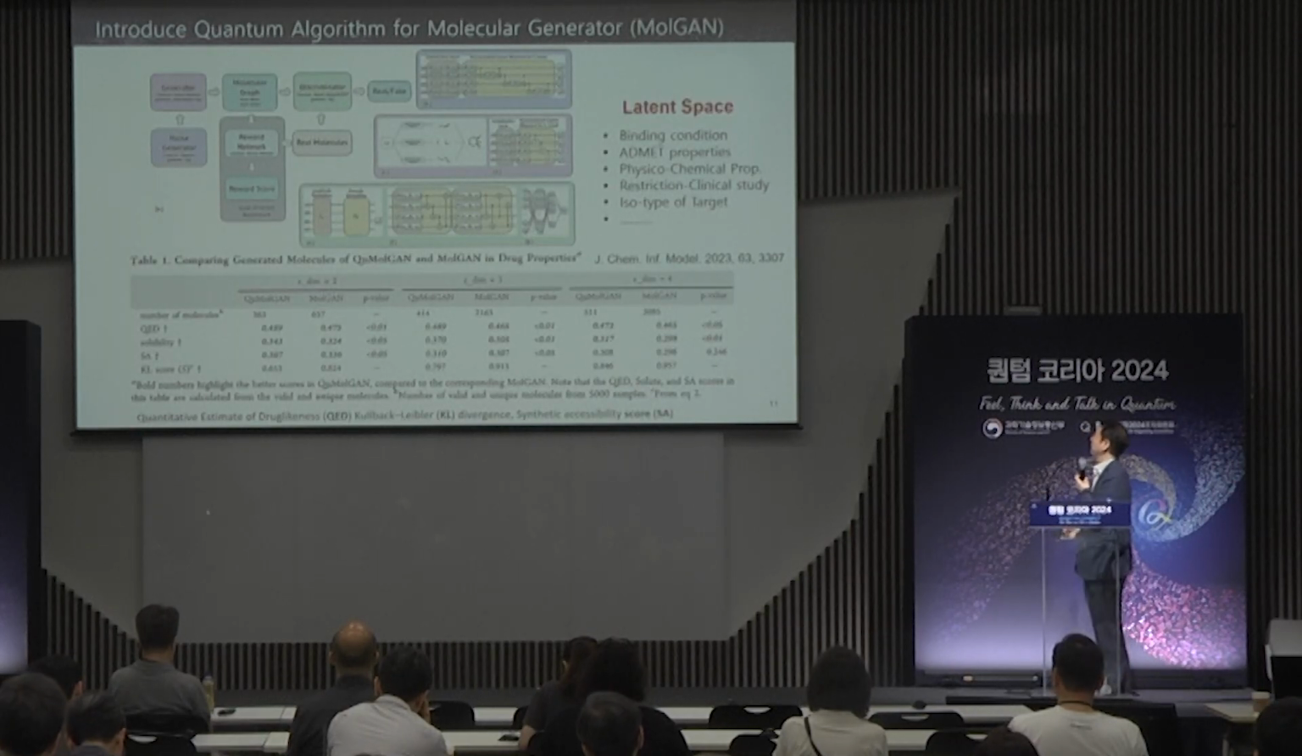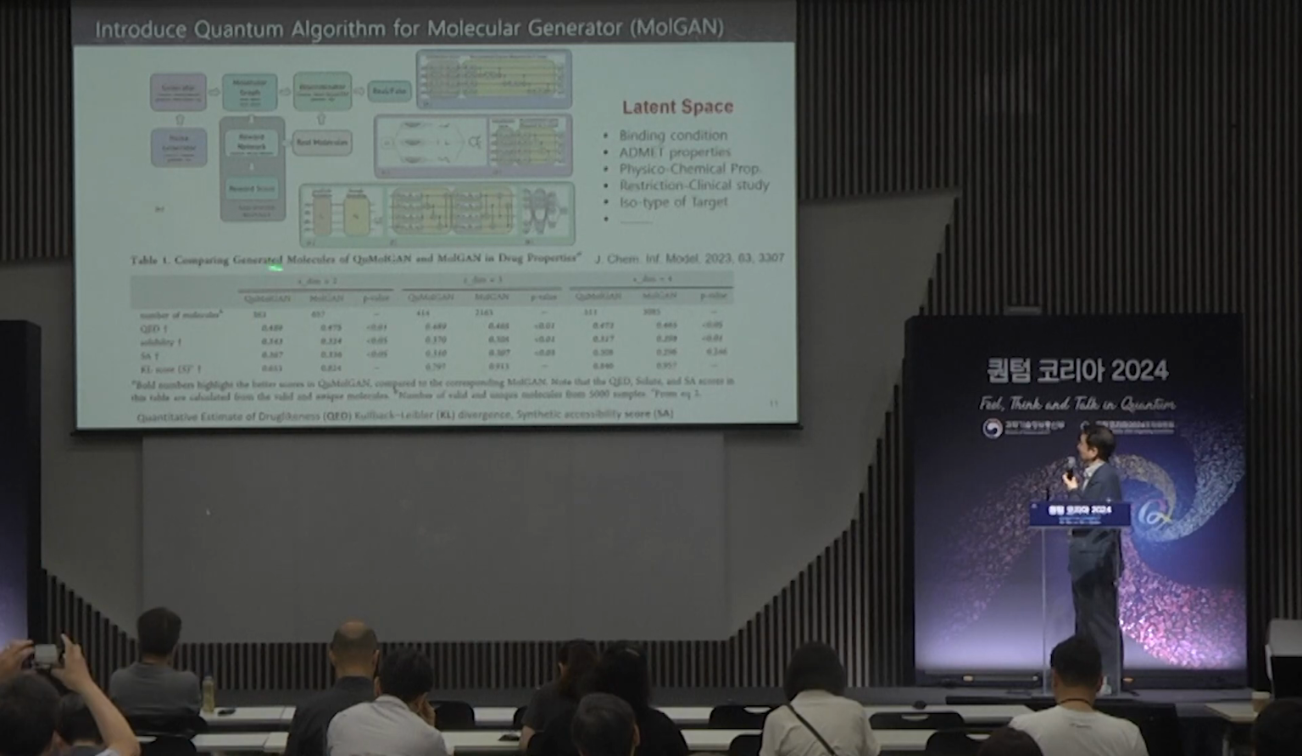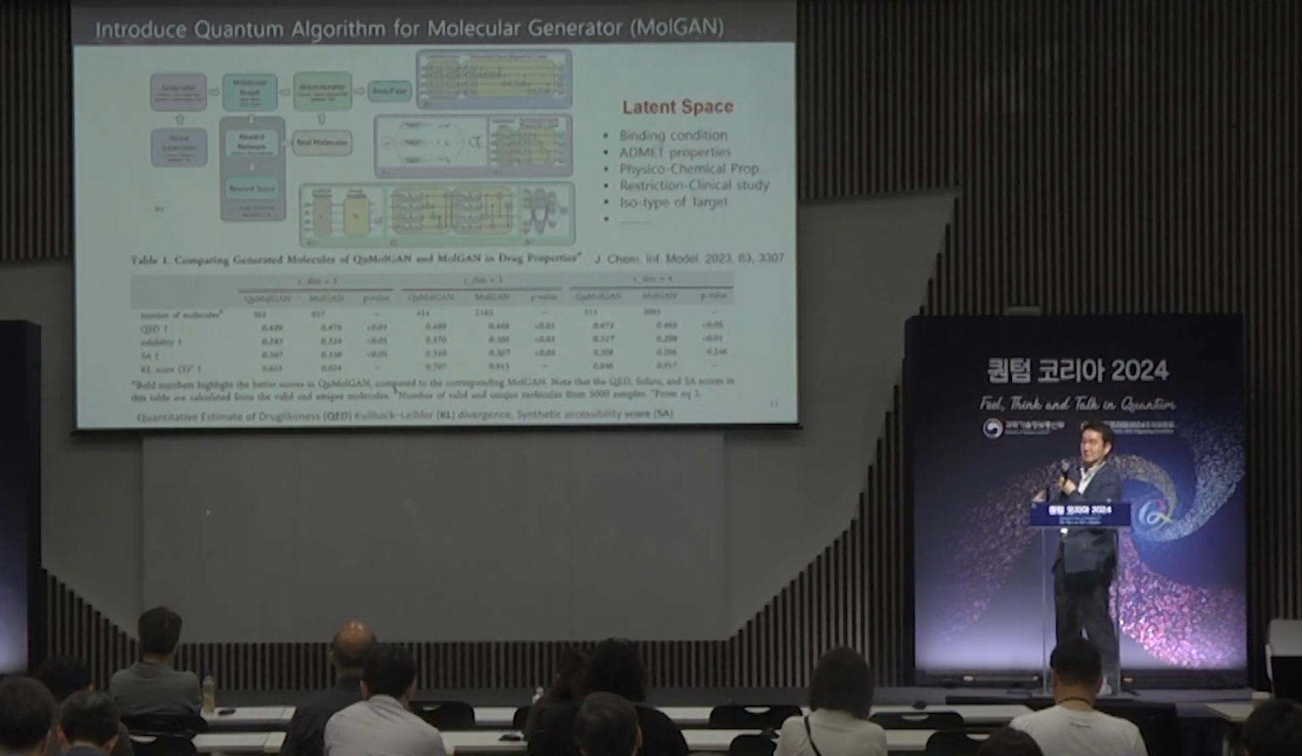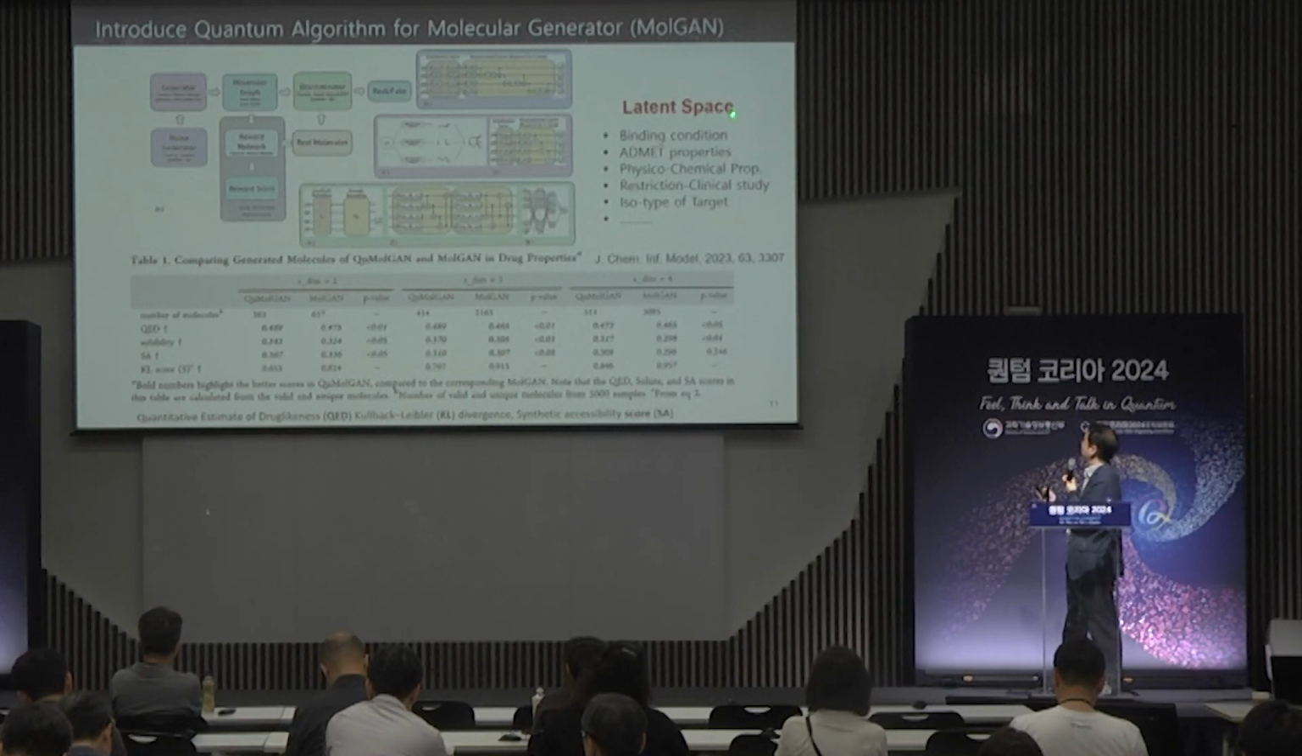This is an example of the generation of molecules using Morgan, and another one that introduced quantum computing. This is just a test. Some properties improved, but some did not. It's from China. For that, we can introduce this kind of property as a latent space. It's a constraint for generating.